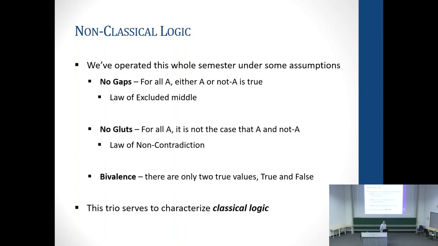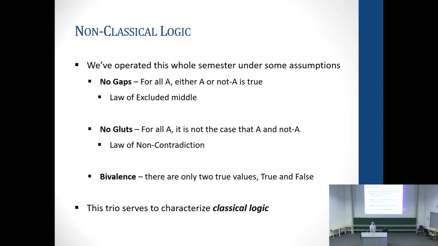And finally, we've made an assumption that there were only two truth values, true and false. There's nothing in between. This is essential to TND. Right? Tertium non datur doesn't work if there is a third way. In fact, not just bivalence, but we also need no gaps. Because if we allow gaps, there's a third way. It's gapping. It's neither true nor false.